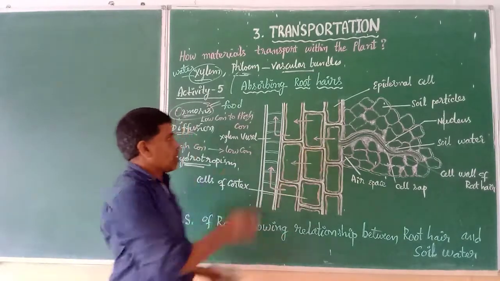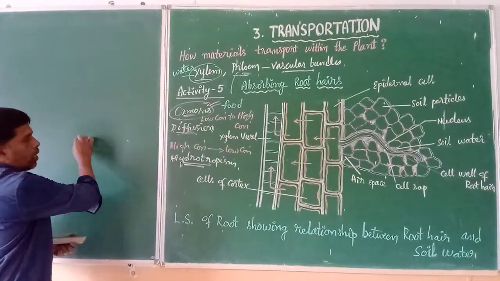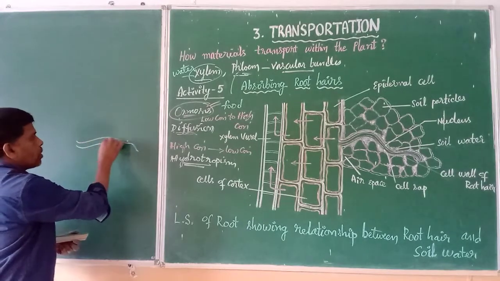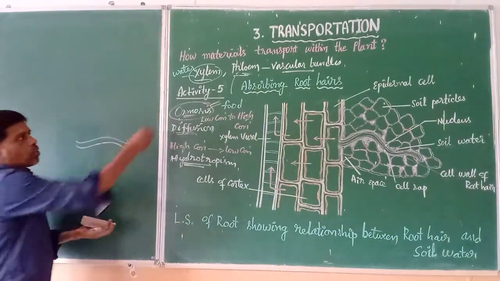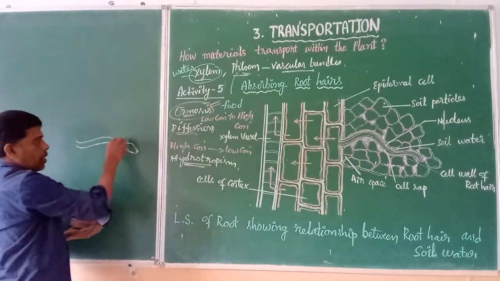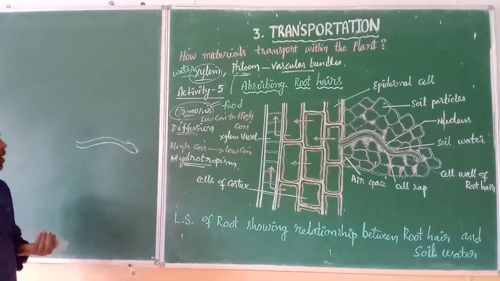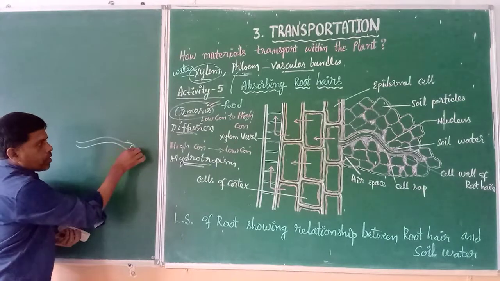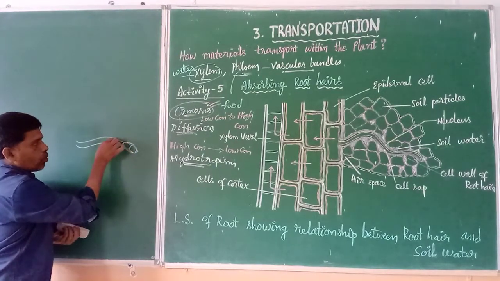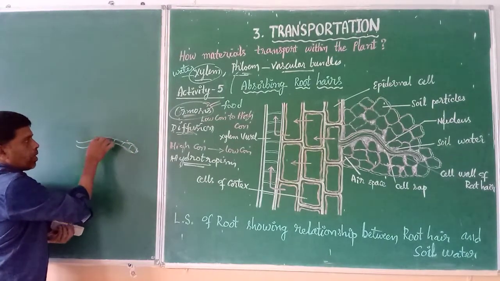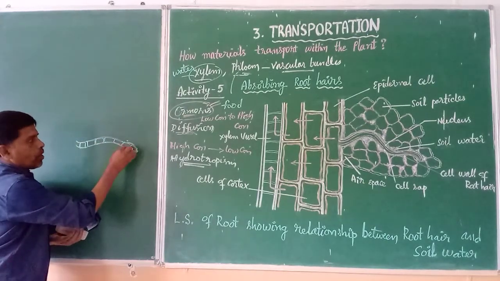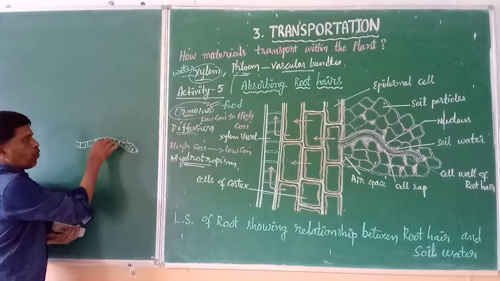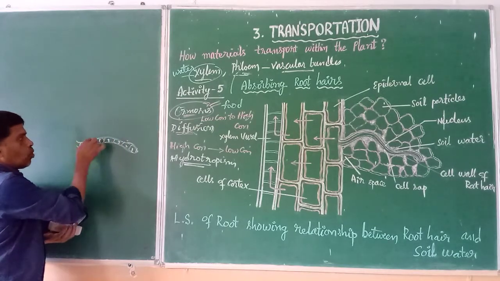Now let us try to understand this concept. Let us enlarge this figure here. This is the root hair what we have drawn. Now apply this principle to the absorption of water by the root hair. Here we have a number of cells. Let us give numbering to the cells also. This is a root hair made up of a number of cells: cell number 1, cell number 2, cell number 3, 4, 5 and 6, and so on.